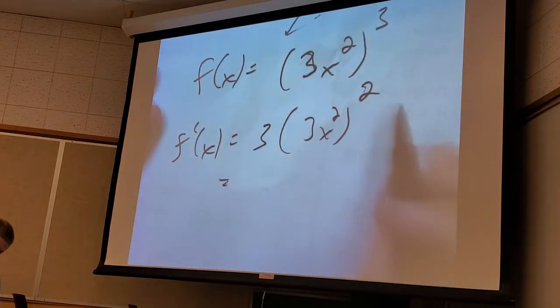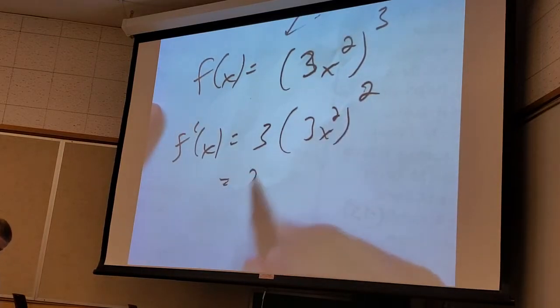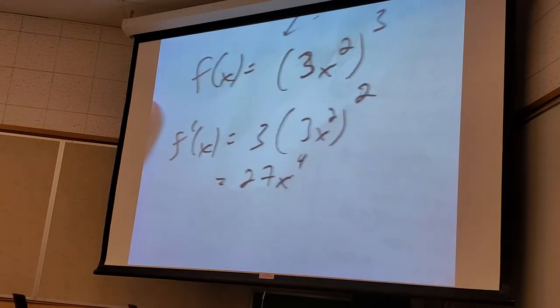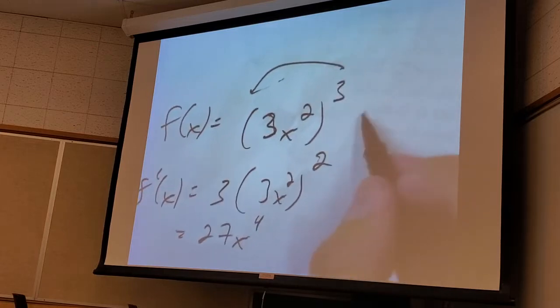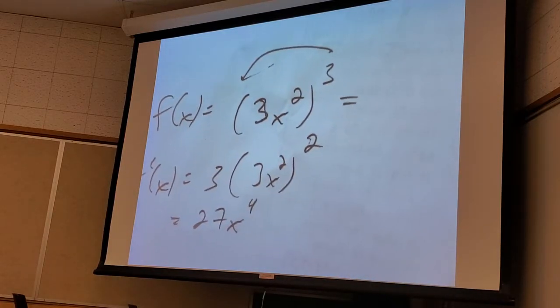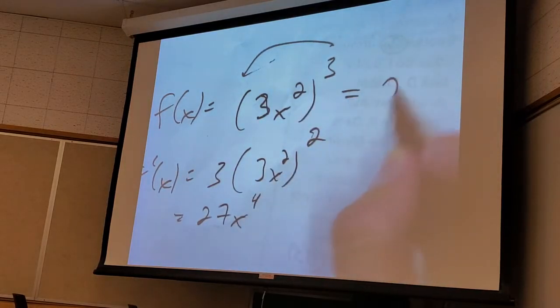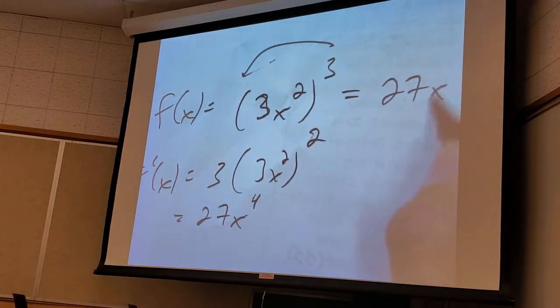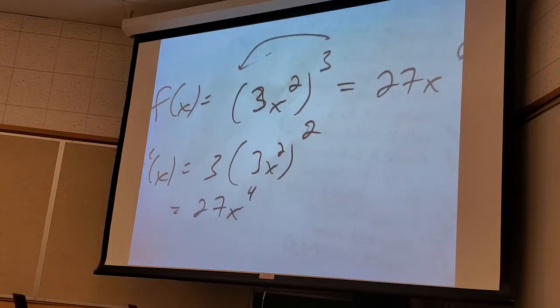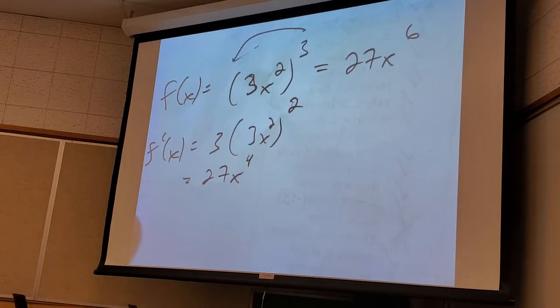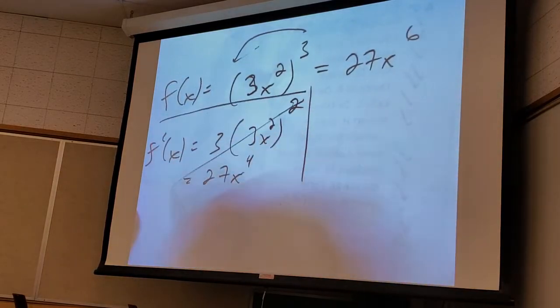Now, what does that become if I simplify this? 9 times 3 is 27, and x squared times... is x to the 4th. Now, what is (3x^2)^3 if I simplify? What's 3 cubed? 27. And what's x squared cubed? Be careful: multiply powers, 3 groups of 2, so x to the 6th. Let me make sure you can see what I'm writing. So this was what we thought.